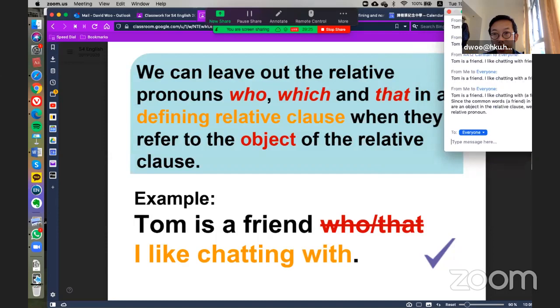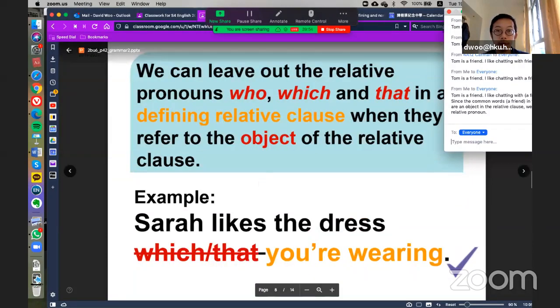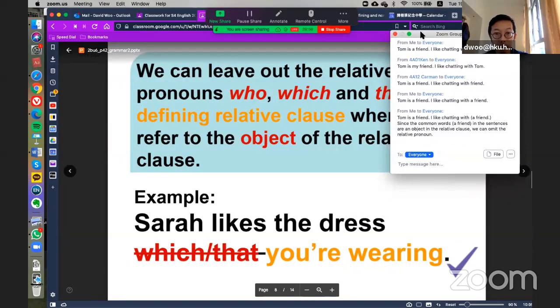So again, you don't have to do this, but it's good to know so you're not confused when you read. Whenever you write, you don't have to do this. But you should know this because when you read or listen to things, people will just leave out the relative pronoun. And if you don't understand this, you will be confused.